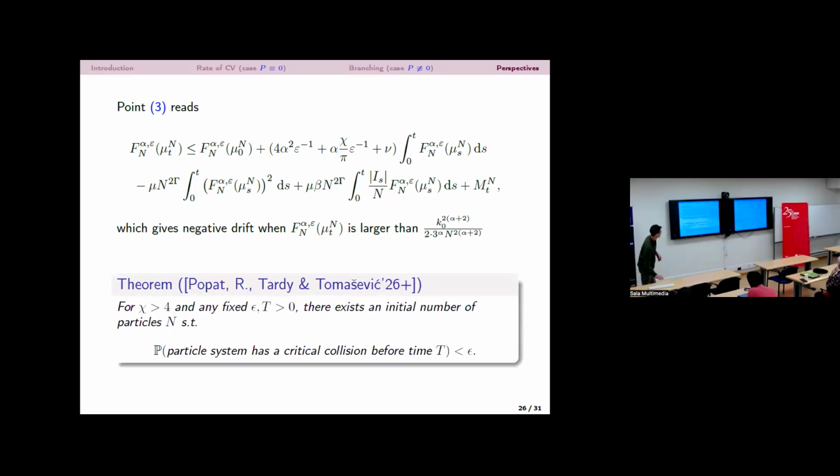The conclusion reads like this: if you fix an epsilon and any time t, you can start with any number of particles large enough, and the probability that there is a critical collision before time t is smaller than epsilon. You can make this as small as you want. In fact, this is quantified. I didn't try to write it, but it's almost exponentially small in terms of the number of particles. So this is quite interesting.